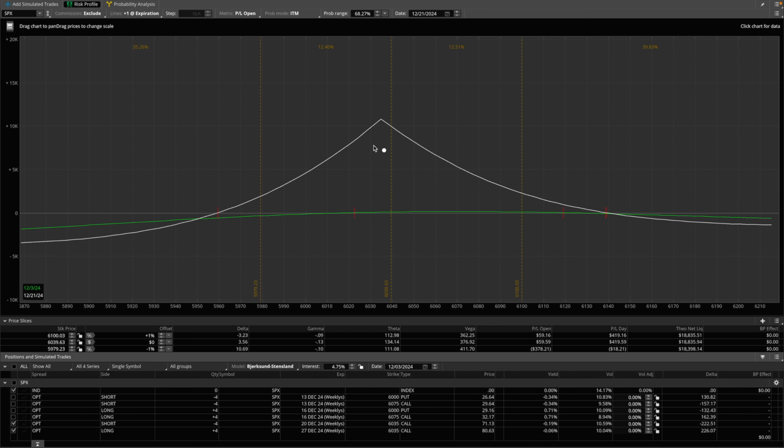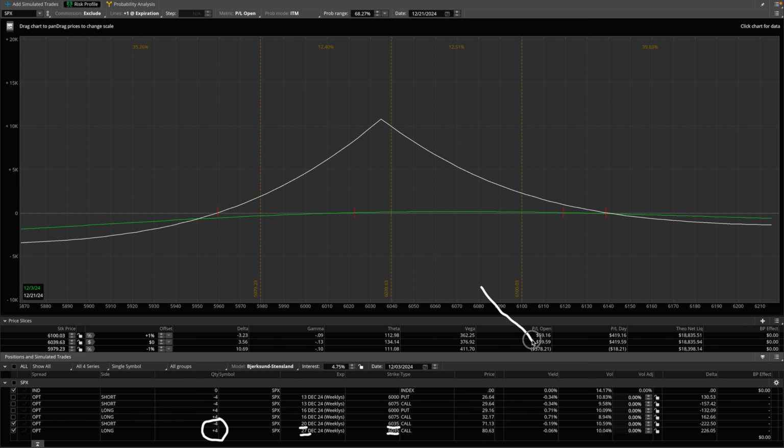This is the same calendar spread in my live risk profile on Thinkorswim, which is my brokerage of choice. This is it right here, the 6035 call for December 20th expiration and the December 27th expiration. I am in 4 lots, so I have 4 of each of these calls.